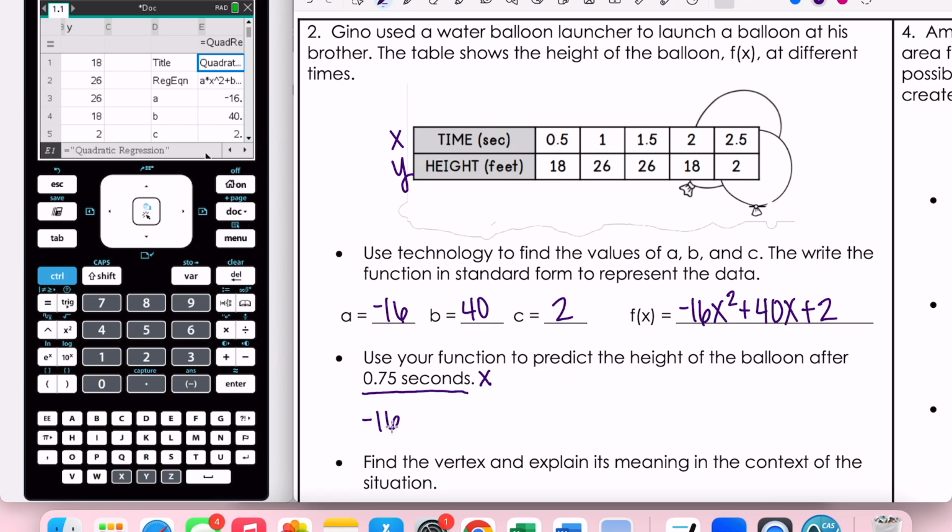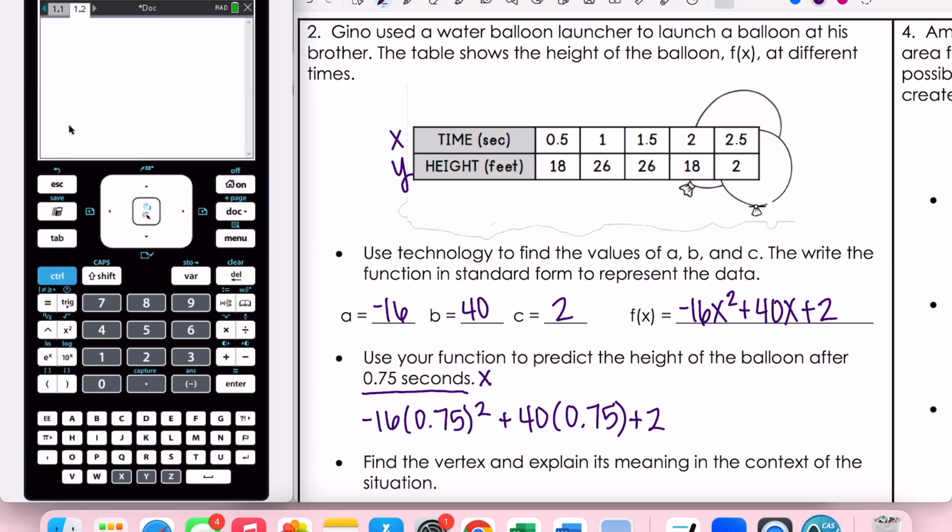So this is going to be negative 16 times 0.75 squared plus 40 times 0.75 plus 2. So here, let's go ahead and open up a calculator window, and we are typing in negative 16 parentheses 0.75 squared plus 40 times 0.75 close parentheses plus 2. Now, when I press enter, I end up getting 23. So here, this equals 23 feet.